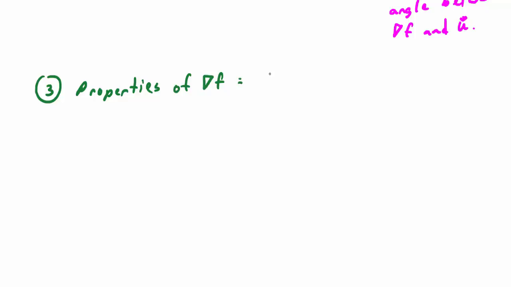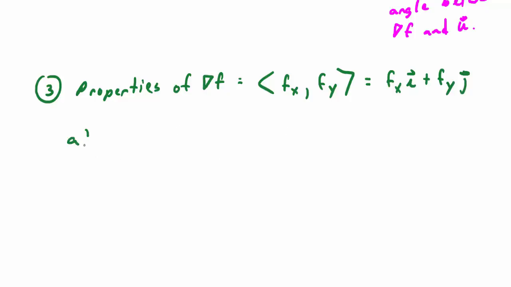Now in component form, it's basically f sub x comma f sub y, where these are evaluated at x, y, generically anyway. Or f sub x i plus f sub y j in ij form, right? The properties of the gradient.